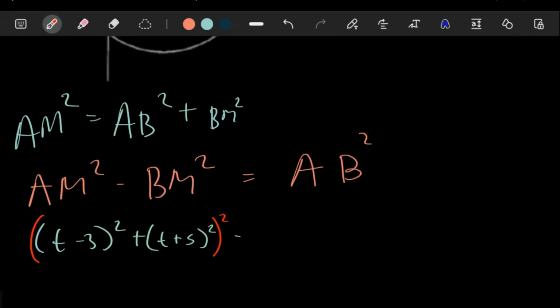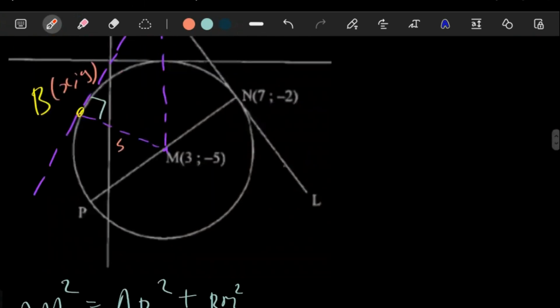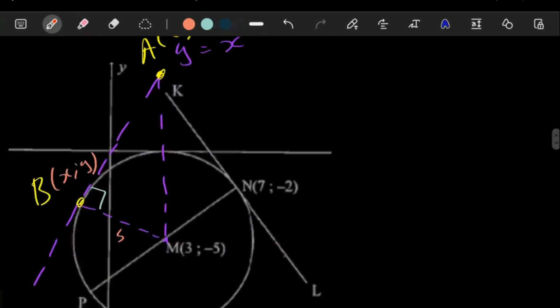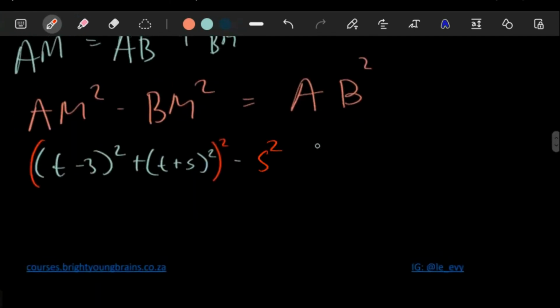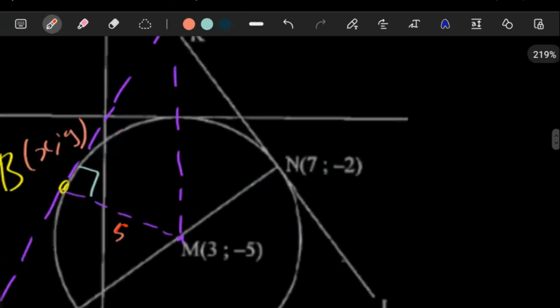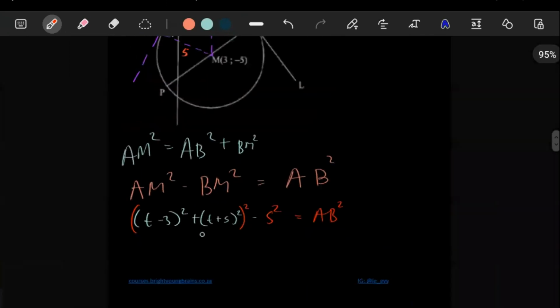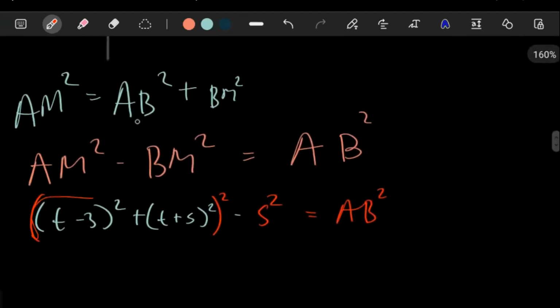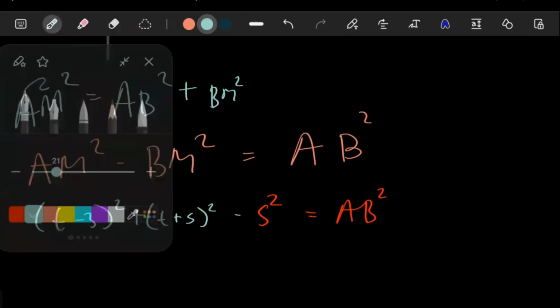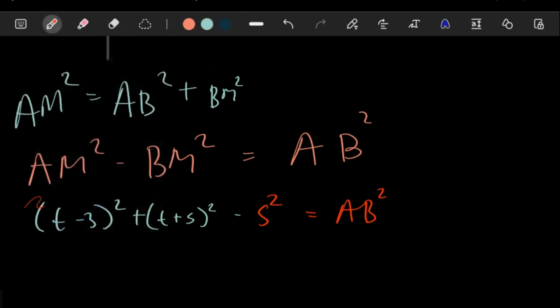Let's see. BM, what do we have for BM? BM, we have that as 5. So it's like 5 squared, minus, is equal to AB squared. The reason why BM is 5 is because it's just the radius of our circle. So AM, we got it nicely. This would have been under a square root symbol because of the distance formula. Because you're squaring it, the square and the square root would cancel each other out. So let's not forget that.